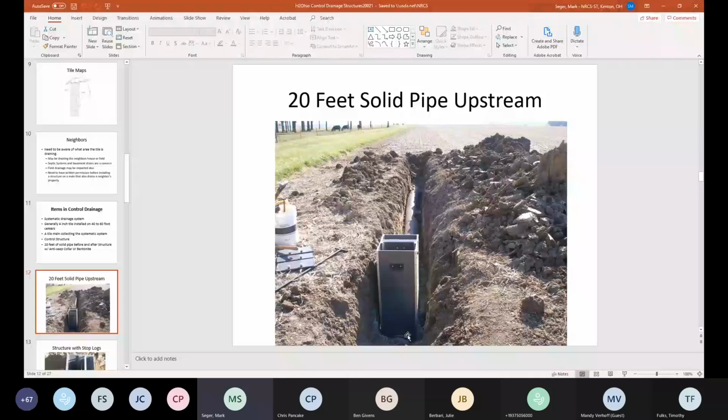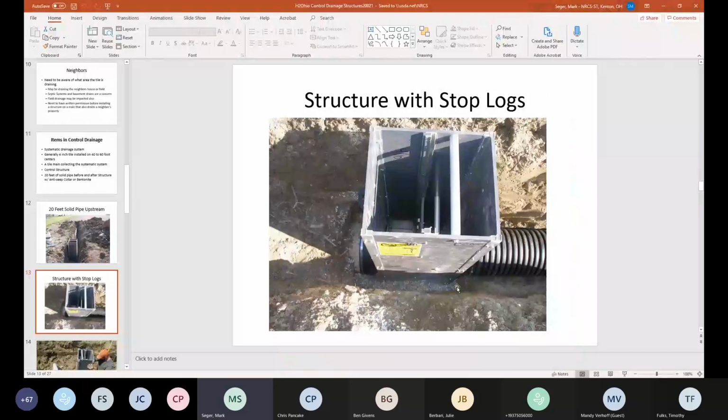Here's a little better visual picture of that structure with the stop logs, looking down into it. You'll notice whenever you're putting in these structures, they'll have to dig out. I've seen this a number of times. You have to dig out the bottom of the structure a couple inches, 1.5 inches, 2 inches, to have it set level so the pipe comes into the Fernco here to make a good connection. So that's one of the pieces you need to watch during installation, is that they actually get that dug out and leveled so your pipe comes in there on grade.